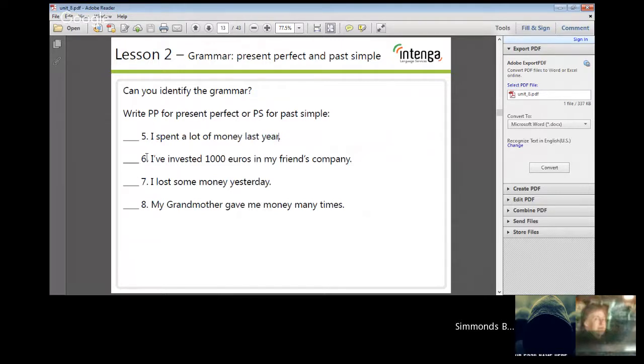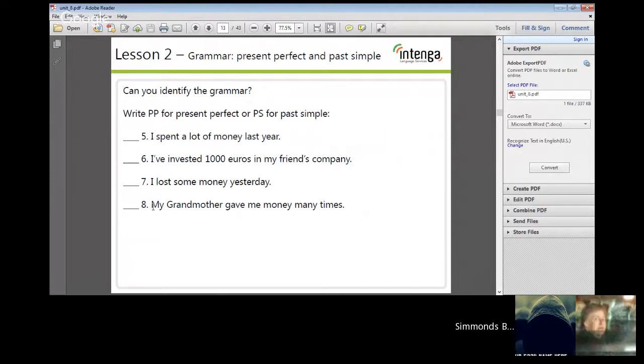Okay. I've invested 1,000 euros in my friend's company. PP. Perfect. I have invested. Very good. And that's still until now. So you did it, and it's still true for you today. I lost some money yesterday. PS. Good. Past simple. I lost money, and also we're using yesterday. Now, if I have the example, I've lost some money with no context, I'm going to use the present perfect tense because it's unfinished time. So I just wanted to show that example as well.